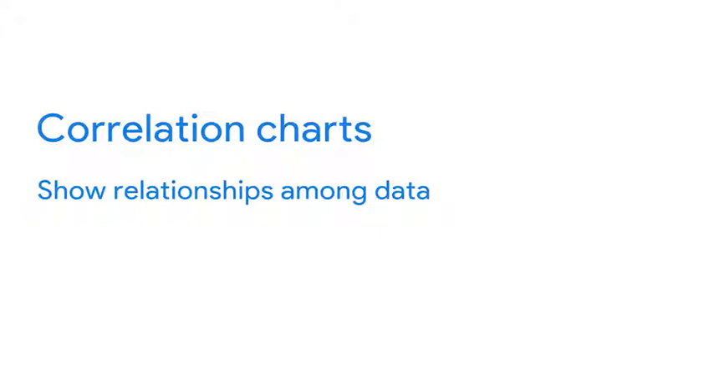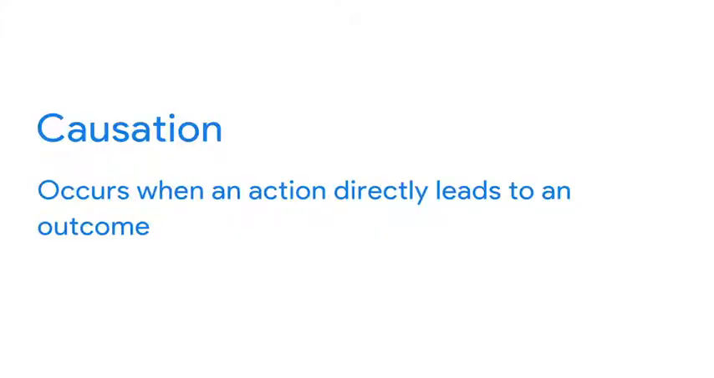Correlation charts can show relationships among data, but they should be used with caution because they might lead viewers to think that the data shows causation. Causation, or a cause-effect relationship, occurs when an action directly leads to an outcome. Correlation and causation are often mixed up because humans like to find patterns even when they don't exist. So if two variables look like they're associated in some way, we might assume that one's dependent on the other. That implies causation, even if the variables are completely independent. And if we put that data into a visualization, then it would be misleading.